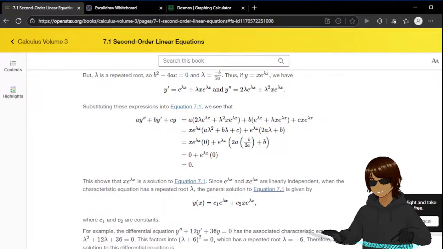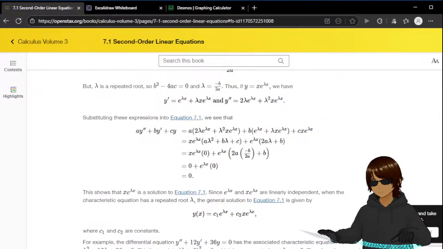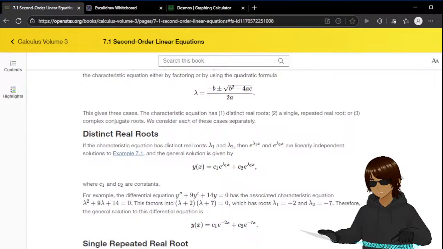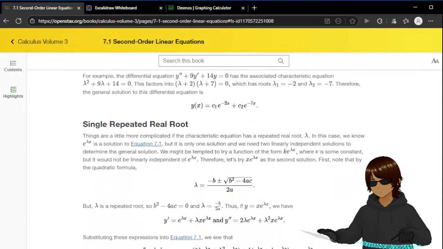This shows that x e to the power of lambda x is a solution to equation 7.1. Since e to the power of lambda x and x e to the power of lambda x are linearly independent, and the characteristic equation has a repeated root lambda, the general solution is given by this. Okay, I understood this.